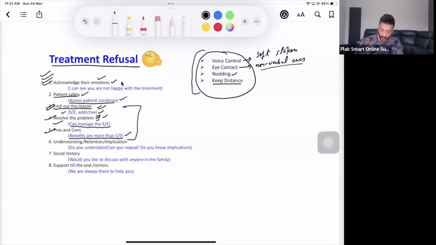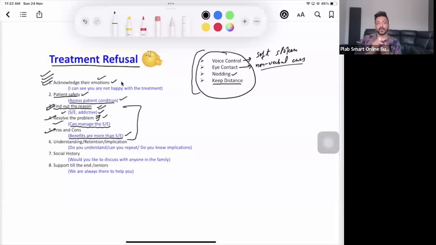So after doing this, now your patient is still saying, I don't want to take this treatment. I mean, you tried finding out the reason, you tried to solve those reasons as well. You give lots of options to the patient, but the patient is still having the same mindset. Doctor, I have made my mind. I don't want to take this treatment. So now we know the patient has got the right to refuse the treatment as well.